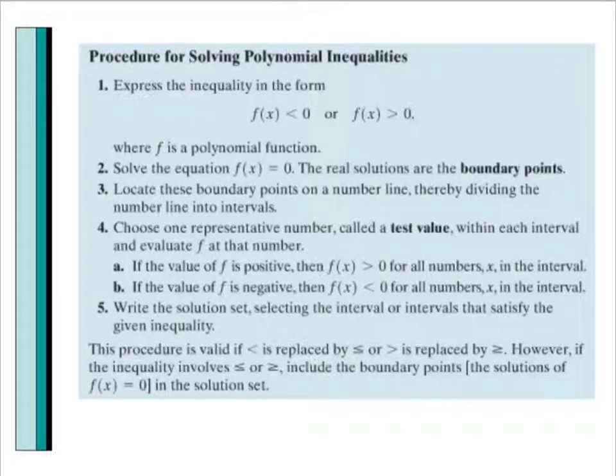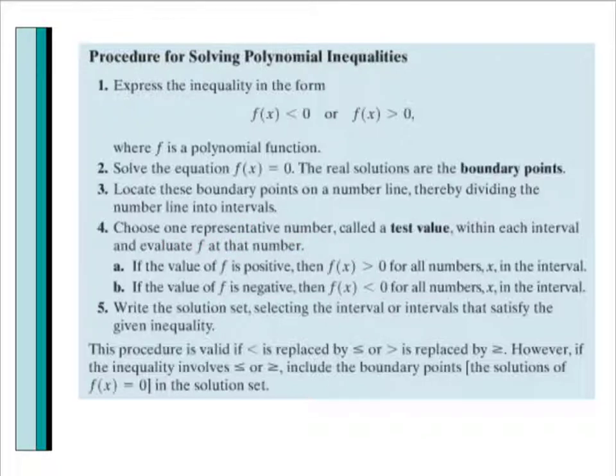Okay, so I included this from my previous notes that I had last year, and this is a simple procedure for solving polynomial inequalities. First, you want to begin by expressing the inequality in the form of less than 0 or greater than 0, where f is a polynomial function. We're going to begin by solving the equation f of x equal to 0, and the real solutions are going to be called boundary points. We're going to locate these boundary points on a number line and divide the number line into intervals, not equal intervals.